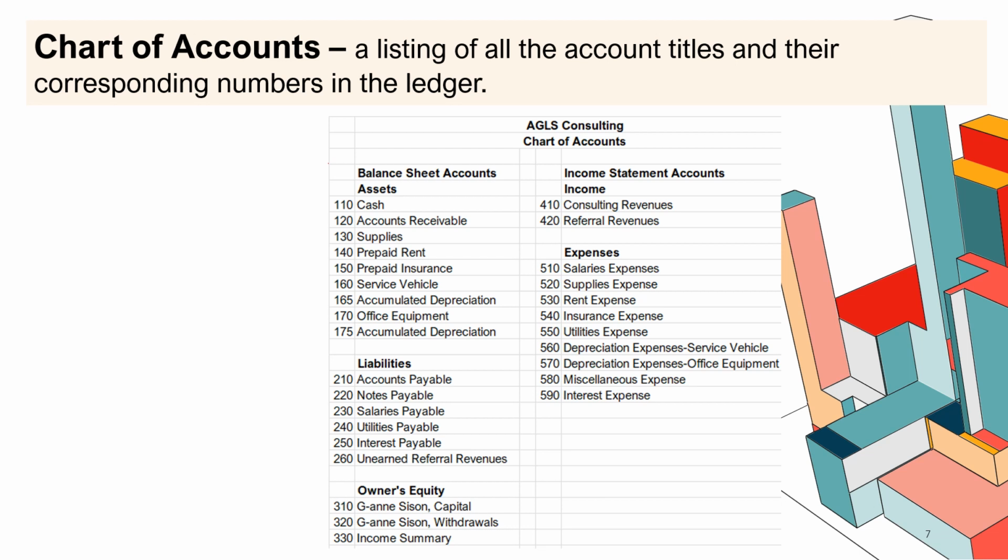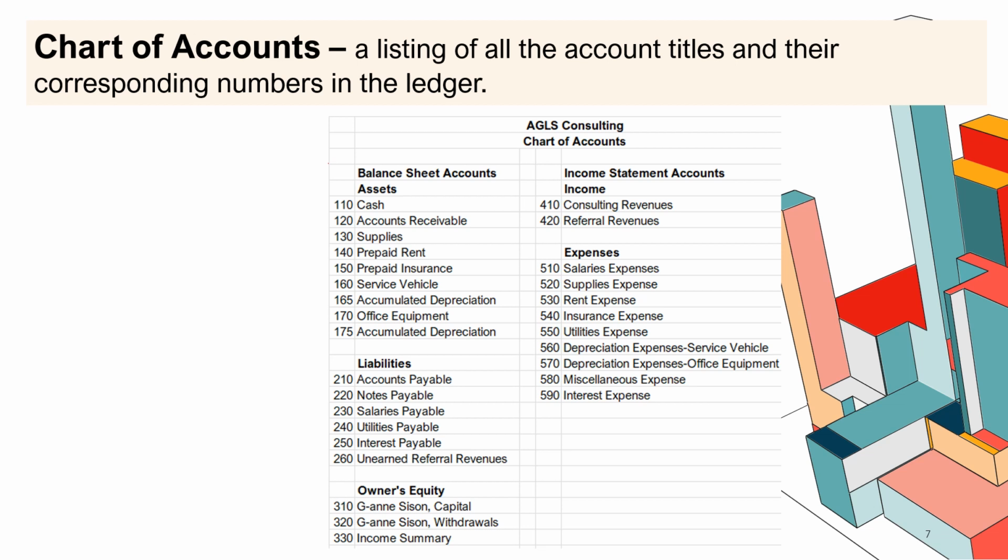This is an example of a chart of accounts of a service business, and service business will be our focus for our session and for the succeeding discussion, particularly the sole proprietorship form of business organization. As mentioned, the chart of accounts contains the listing of all the account titles and their corresponding numbers in the ledger. You need these numbers because after you record and journalize, you will transfer your journal entries to the ledger.